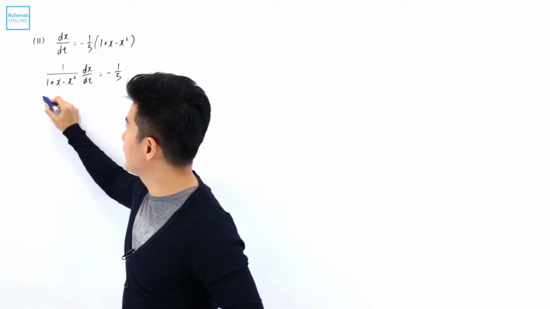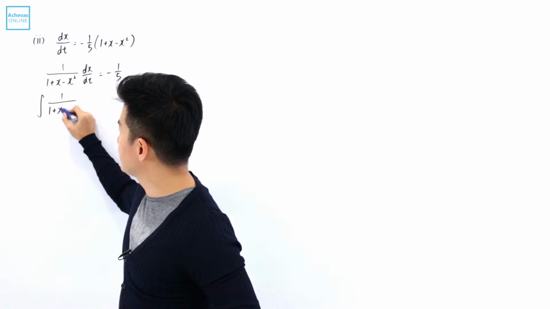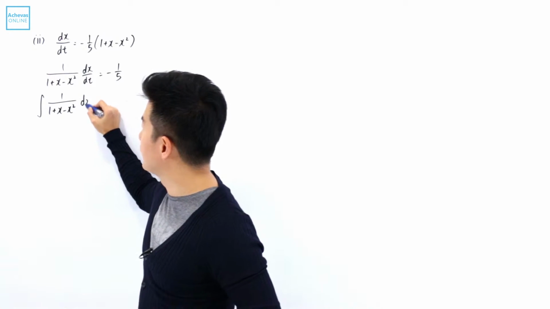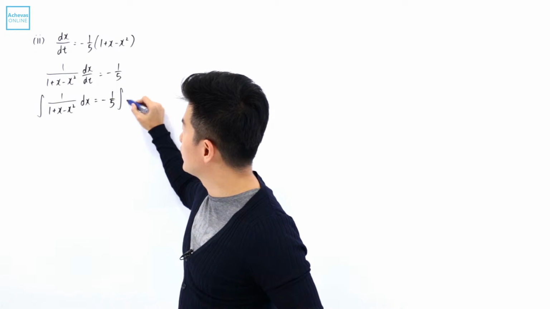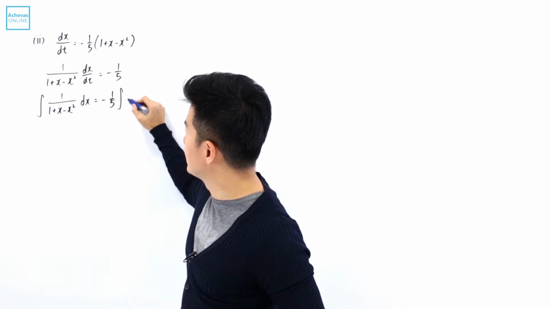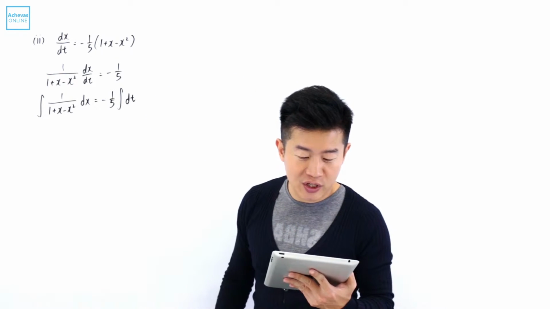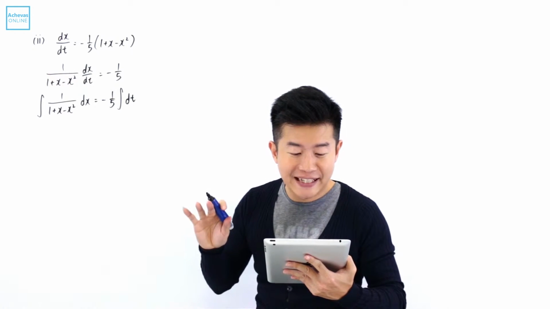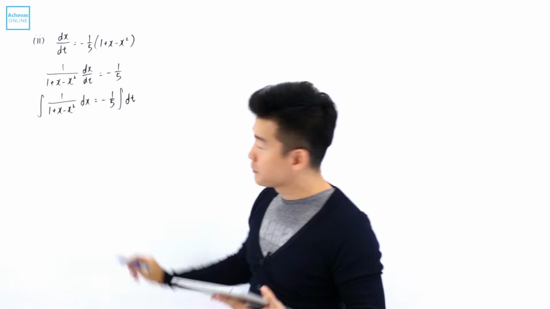So integrating the left hand side with respect to t, I'm going to have the integral of 1 over (1 plus x minus x squared) dx is equal to minus 1 over 5 times the integral of 1 dt. The hint that is given to us by the question is that we are supposed to make use of completing the square. So I'm going to complete the square for this expression over here.